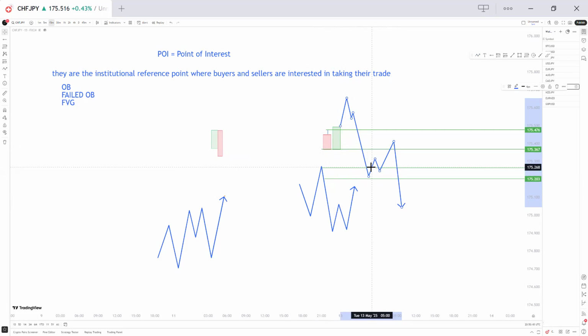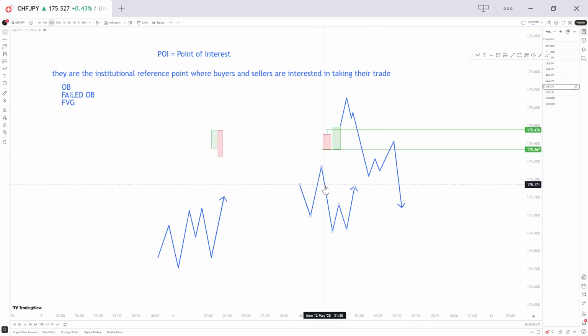So that's just the difference between order block and failed order block. The zone whereby the order block did not hold, that's the zone you call your failed order block. The zone where you marked for the order block to hold, maybe to continue the direction, but price failed to respect that zone, you call that place your failed order block.